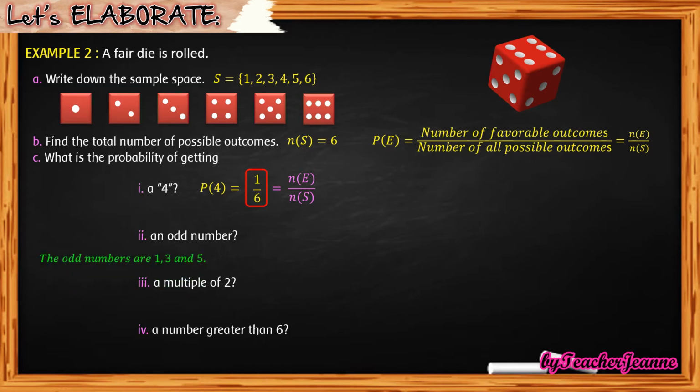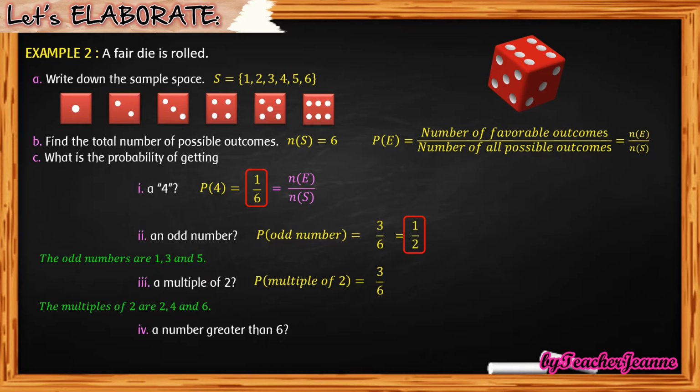Second, the odd numbers are 1, 3, and 5. So the probability of getting an odd number is 3 over 6. 3 and 6 have a common factor, which is 3. So 3 divided by 3 is 1 and 6 divided by 3 is 2. So the simplest form is 1/2 or 1 over 2. For the third one, the multiples of 2 are 2, 4, and 6. So the probability of getting a multiple of 2 is 3 out of 6 or 1 over 2 or 1/2.